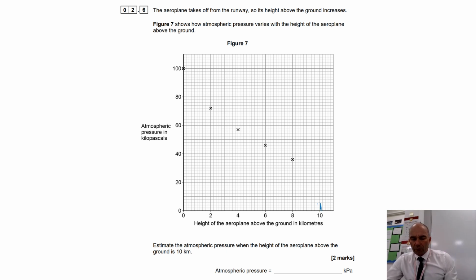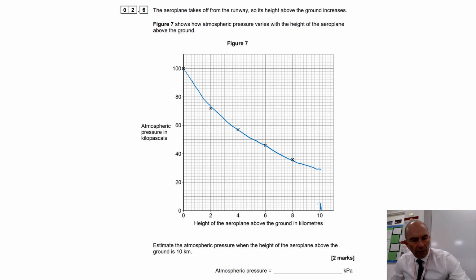Now, the only way we can make this useful is by drawing a line of best fit on the graph. Try and get that nice and neat. You're going to try and draw a freehand kind of curve, which is going to look a bit like that.